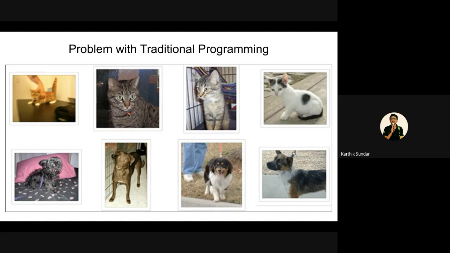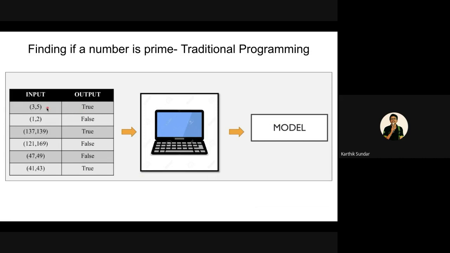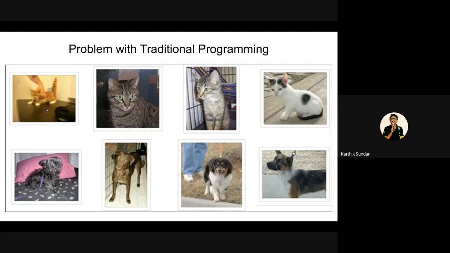But let's say this problem is pretty easy for us. You have a number, you know the logic already. It's easy to program in traditional programming. But what if you're given an image of a cat and you want to find whether the image is of a cat or a dog? How do you do it? If you go with traditional programming, will you be able to write the logic?